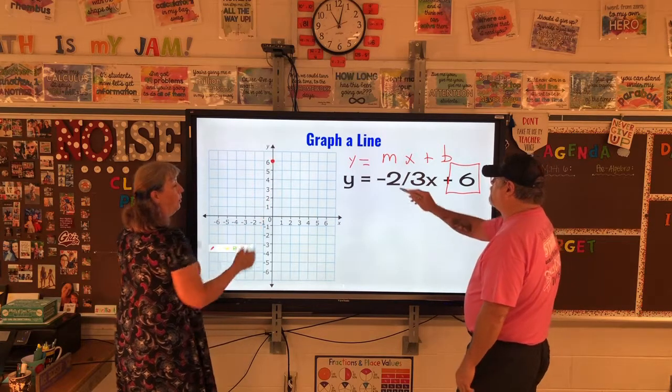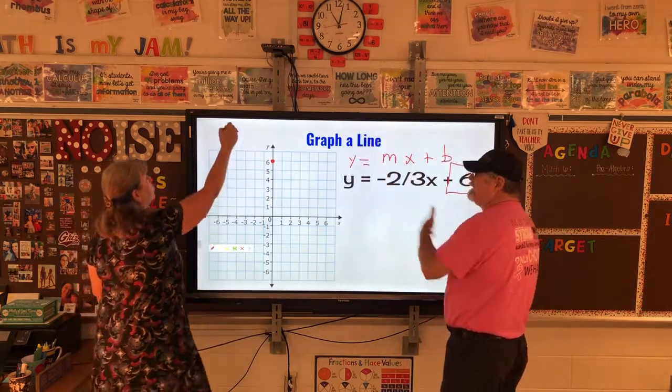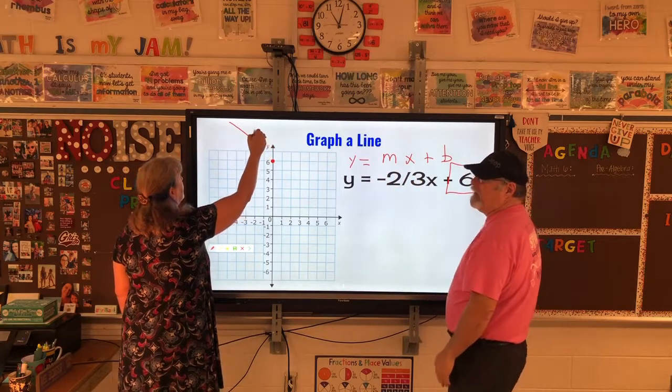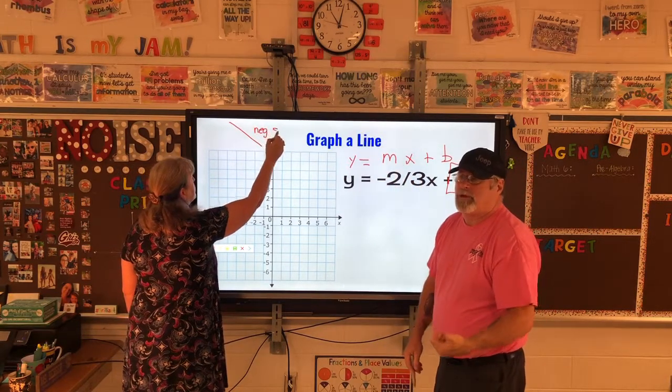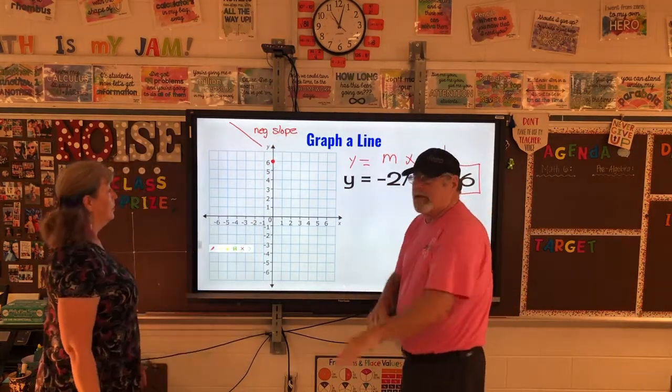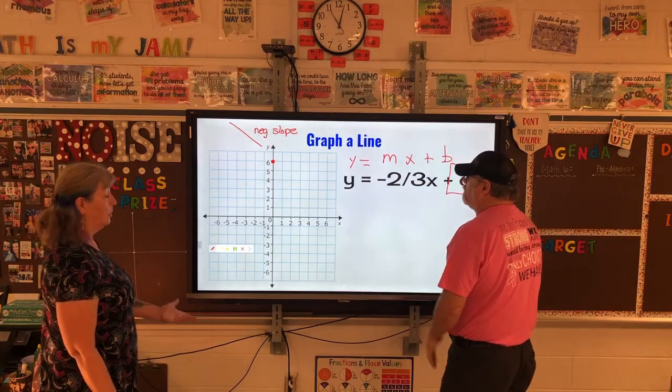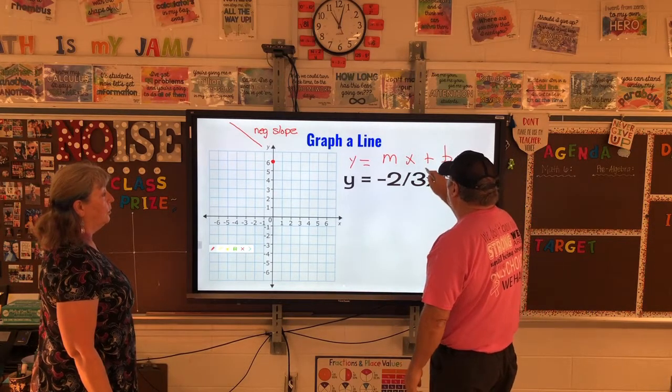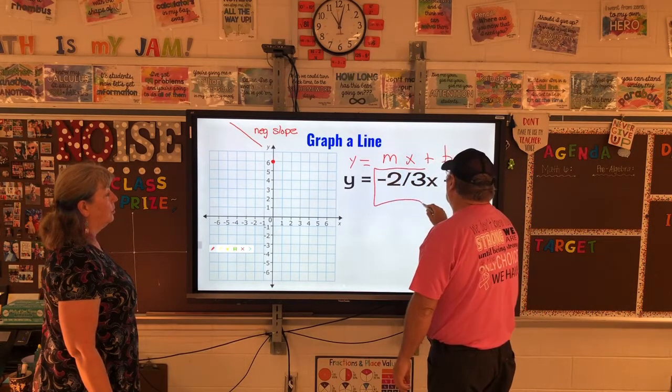It's going to be a negative slope, so the line's going to come down. We know that, right? So that's one of the things you always want to look at. Is my line going to go this way, or is my line going to go this way? You've got to know when you look at it whether it's a positive or negative slope. So now we're going to look at the m. We're going to look at the slope.